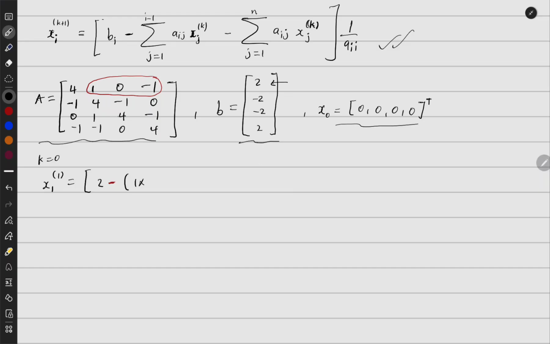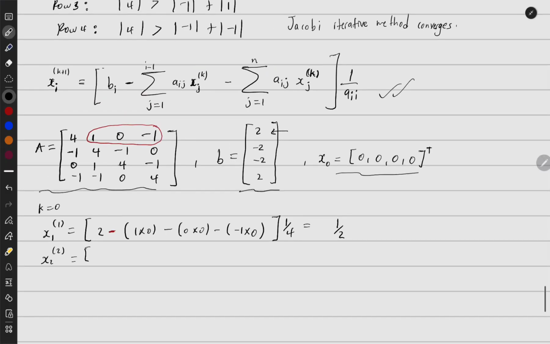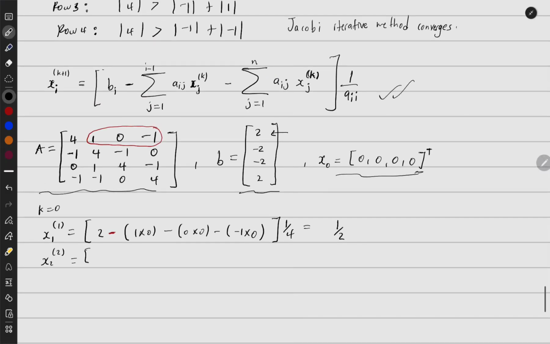So this is 1 times the initial value, which is 0, minus 0 times 0, minus negative 1 times 0. Then times 1 over 4, which is the pivot. So that's how we get a half here. We do the same thing for x2. For the Jacobi method it's very easy, since we don't need to use the new values that we get, as in the Gauss-Seidel method. Here you use strictly x naught.